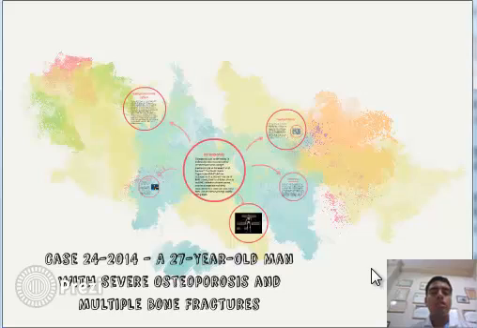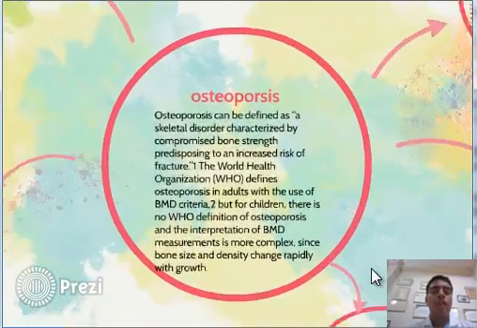A case. 2014. A 17-year-old man with severe osteoporosis and multiple bone fractures.